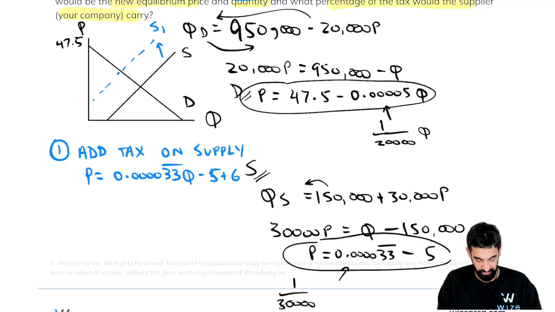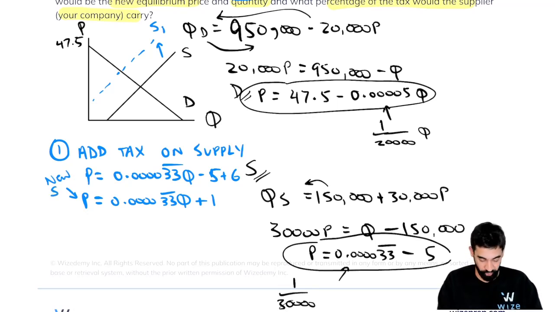So this is a 5. So negative 5 plus 6 is going to become 0.0003 reoccurring Q plus 1. That is the equation of your new supply. Now it's the same as the subsidy question that we did in the multiple choice. So step 2, you're going to make the new supply equal to demand.